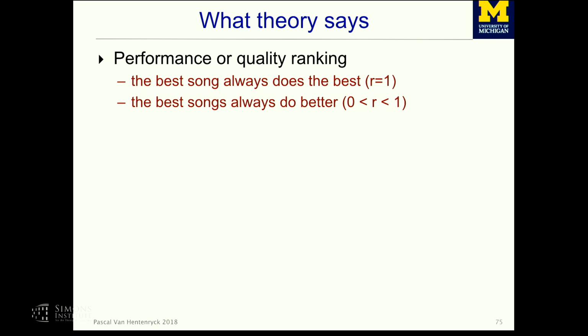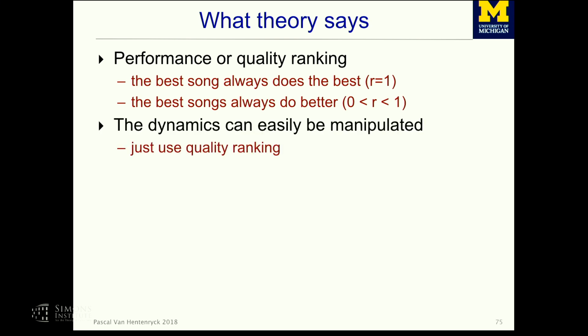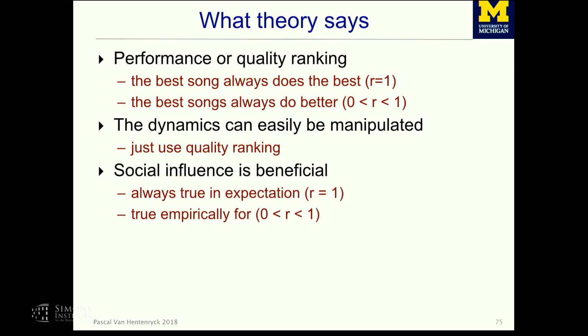The best song is always going to do the best if R equals 1, and the best songs are always going to do better if the social signal is less than 1. And the dynamic can be easily manipulated, in a sense, if you use optimization or the quality ranking. So it really depends on what you are doing algorithmically when you present the market to the users. And social influence is always beneficial if R is equal to 1. It's true empirically when R is between 0 and 1, but we have counterexamples showing that it's not always true. And the market is obviously fully predictable as long as R is smaller or equal to 1.